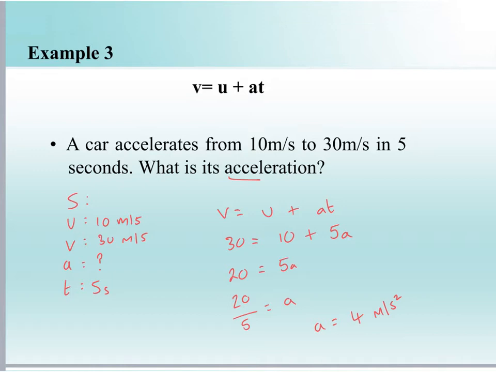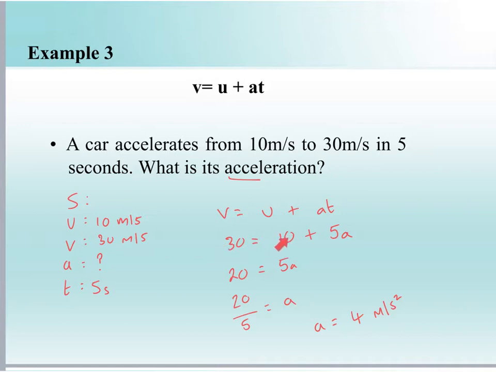So for example 3, I did the same thing again. I wrote out my known values. We're looking for acceleration this time. V equals u plus at, still using the same formula. I got 30 equals 10 plus 5a. Remember now we're taking the 10 away.